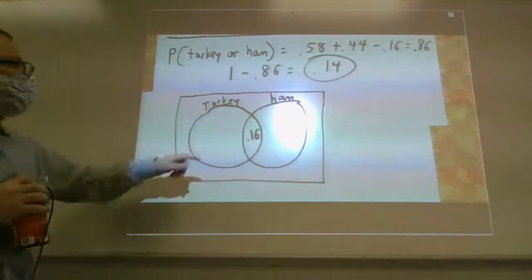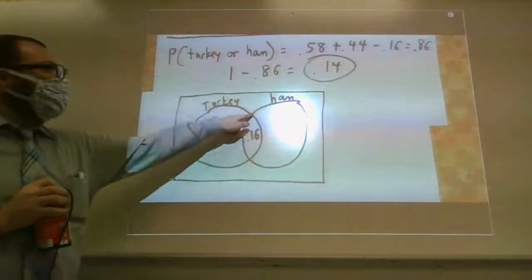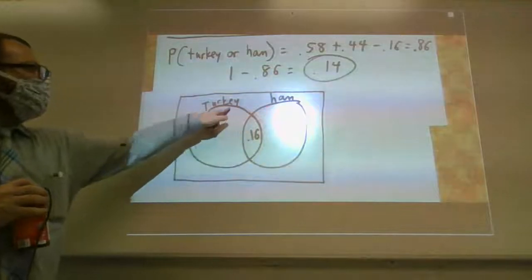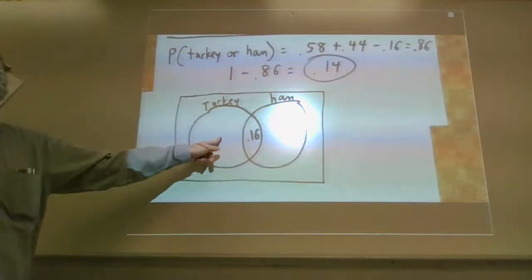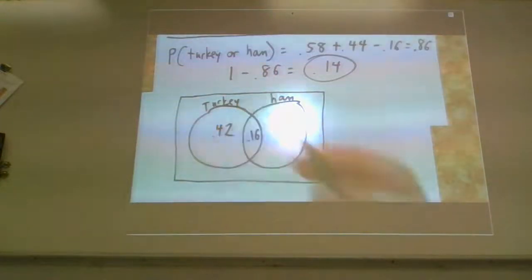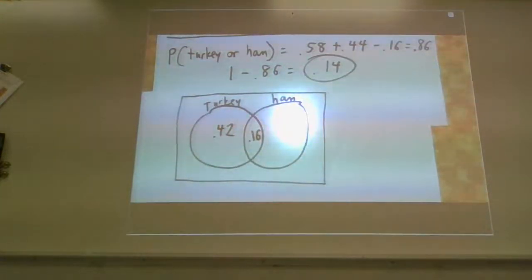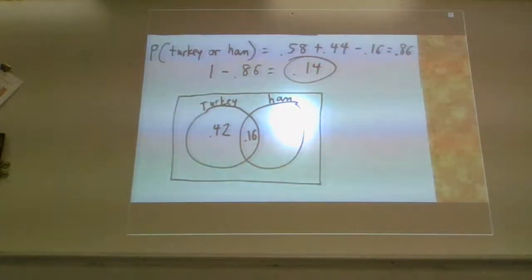16% have both. The entire turkey circle should total 58%. What am I going to put in this blank spot? 42? Yeah, I believe that works. I had to do math in my head for some reason. 42%, because that entire turkey circle should add up to 58%. By that same logic, this should be 28% right there.